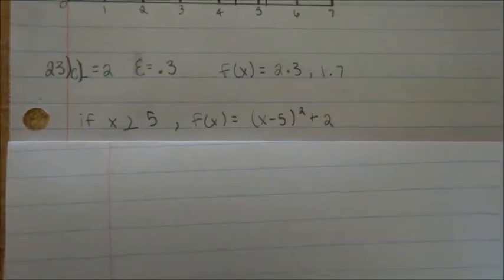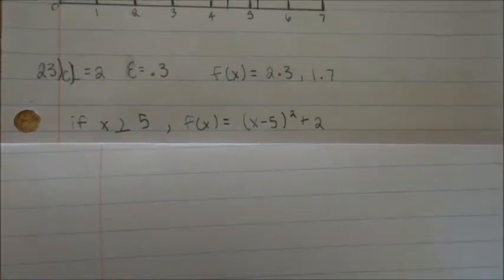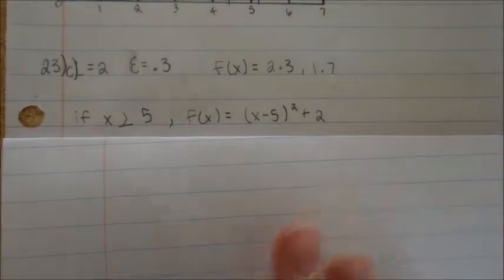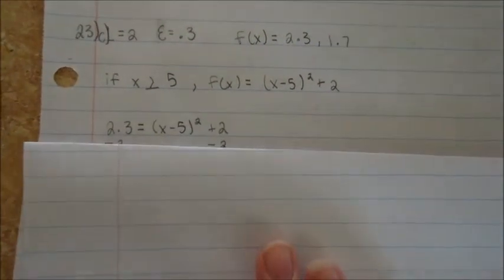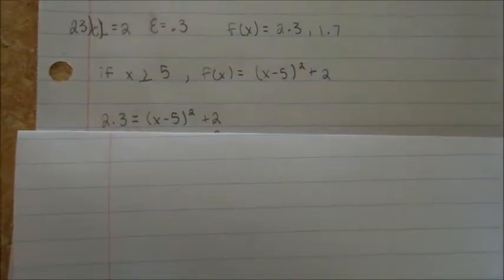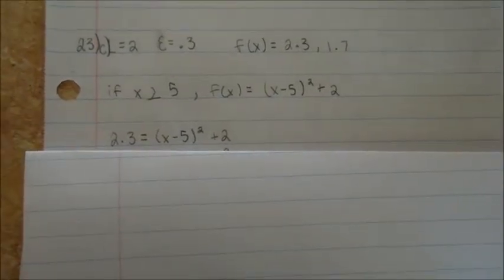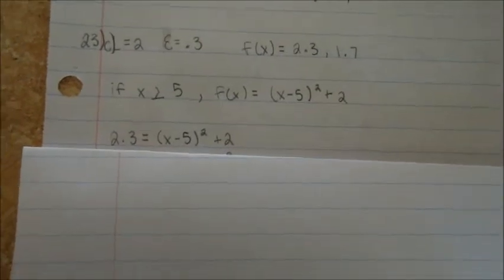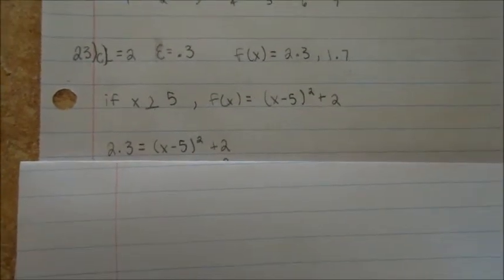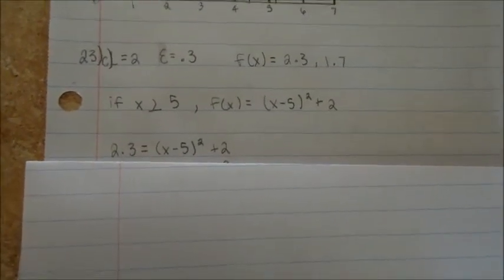We also know that if x is greater than or equal to 5, f of x equals (x minus 5) squared plus 2. So we have to plug in our maximum value for f of x because we are trying to find the maximum value of delta. So 2.3 equals (x minus 5) squared plus 2.